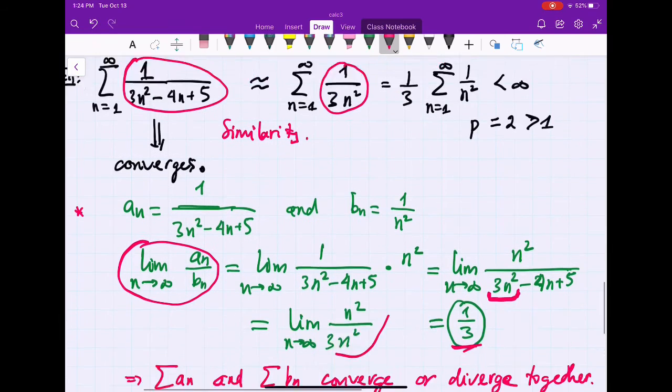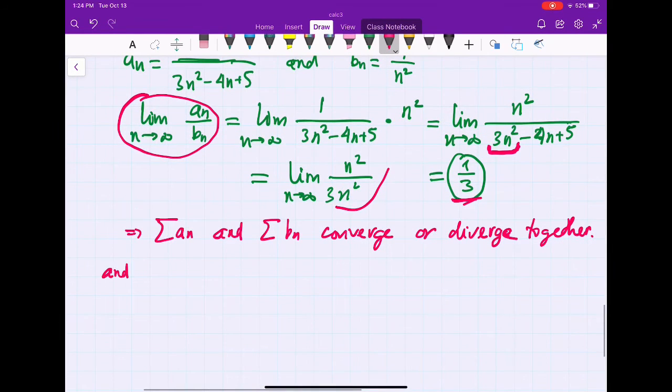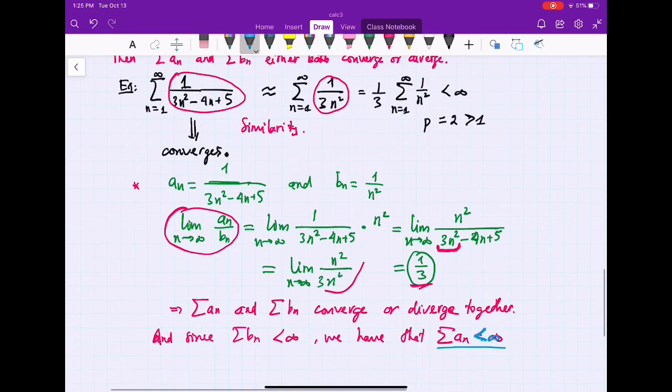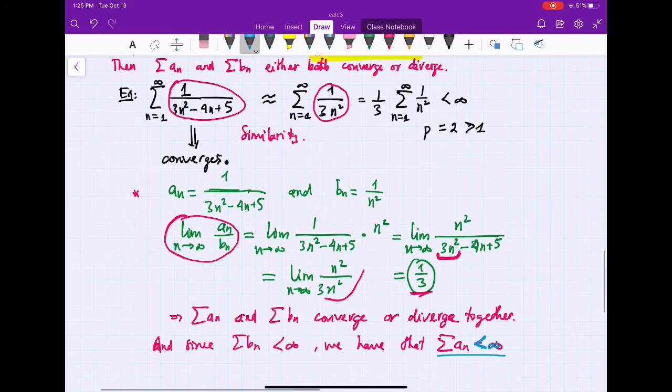And since bn converges, we have that an also converges. Sometimes I write converges, so that is the condition that the sum is less than infinity, okay? Because all these series are positive. So you might think about choosing similarity, okay, if you want, or if you want you can choose limit comparison.